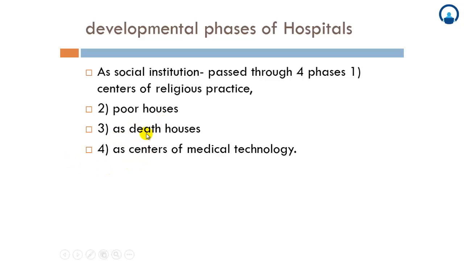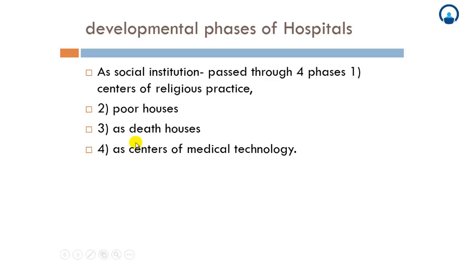Then there was a phase called the hospital as a death house. Basically, those were hospitals where chronically ill patients whose prognosis was very bad were sent to the hospital so that they could die. That was the third phase of the hospital. And fourth, where we are now focusing, is the center of medical technology, where we are using advanced medical technology in favor of patients, so that the patient is treated very well and promptly. So that is the center of medical technology.